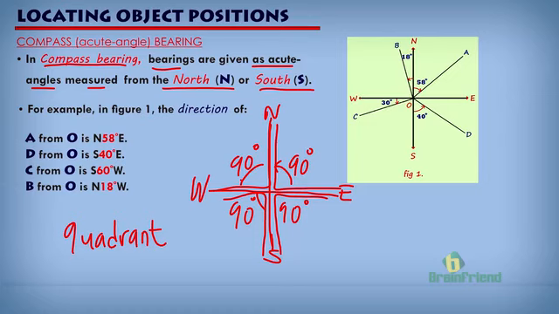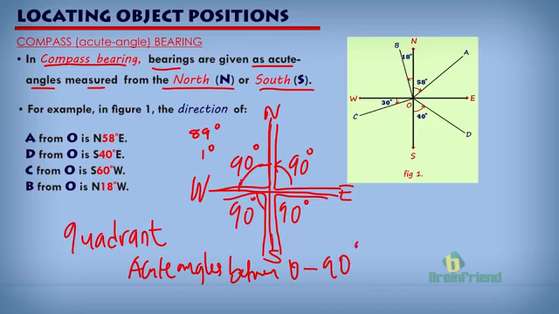Now, in finding directions, the angle in between each quadrant is always an acute angle. So any angle less than 90, even if it is 89, is an acute angle. Even if it is 1 degree, it is also an acute angle. So acute angles, basically, are angles between 0 and 90 degrees. In using the compass bearing method, we make use of these acute angles, and they are measured from the north or from the south.